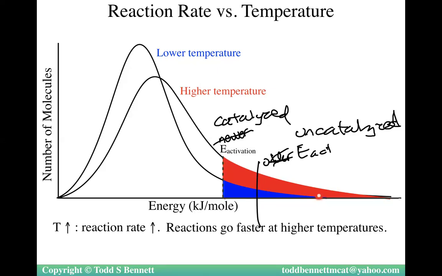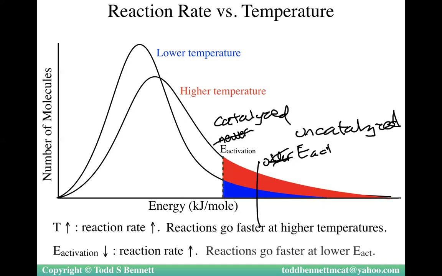Meaning if I add a catalyst in, I lower the activation energy, more molecules. So instead of the red being around 15%, maybe it's around 25% now that have enough energy to react. The blue used to be around 5, now it's maybe up to 10, 15. So all these extra molecules now have enough energy to react. So if you add a catalyst, activation energy goes down and the reaction rate goes up. So two ways to make your reaction go faster: heat it up, add a catalyst.